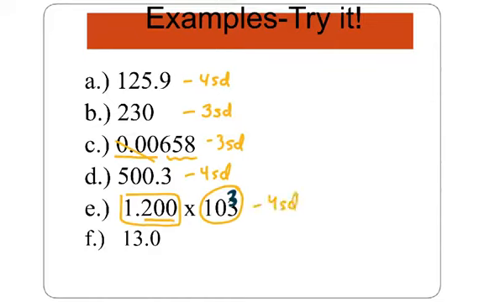Finally, we have 13.0. Again, similar to the example in E, the 0 is to the right of a decimal trailing some numbers, so we have put that 0 there on purpose. So we have 3 significant digits.